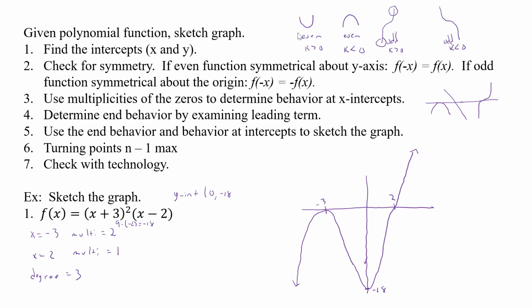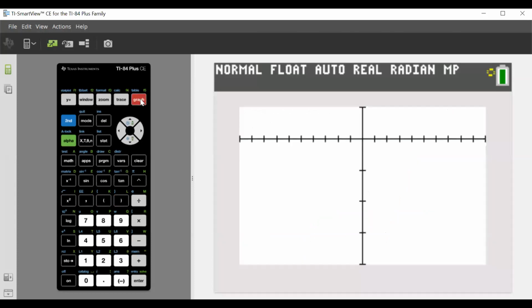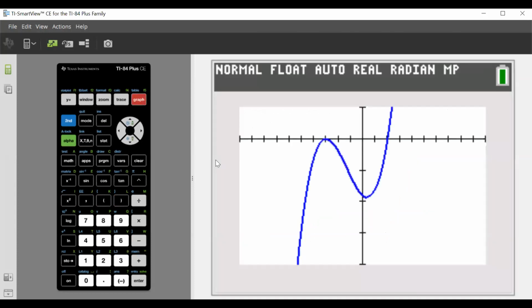And if we go over to our calculator, now what we have to do is type that whole thing in again. So we have our y equals. Now let's plug in what we have. So we have x plus 3 squared times x minus 2. And so then we should get a graph from that. And that's kind of what it looks like.